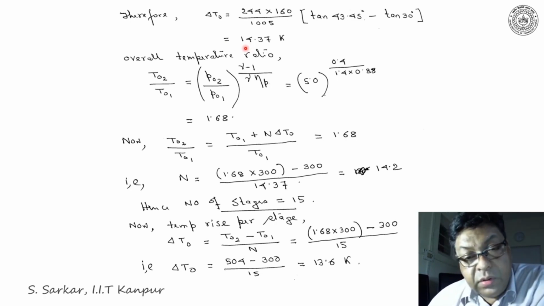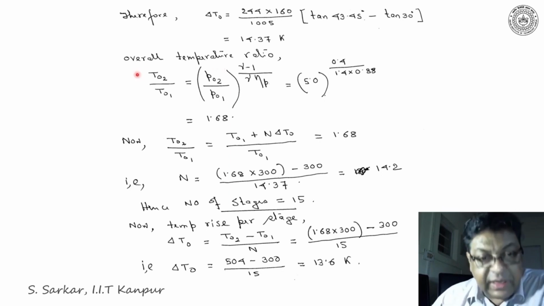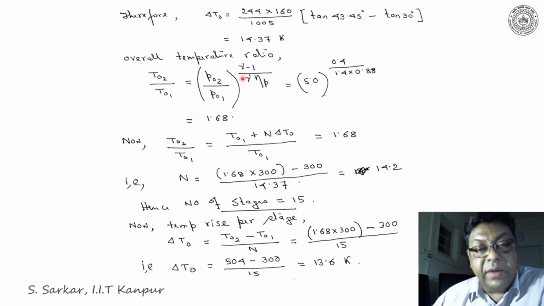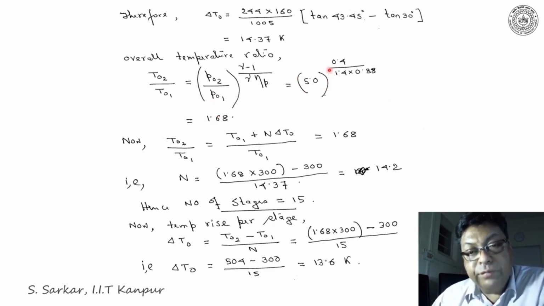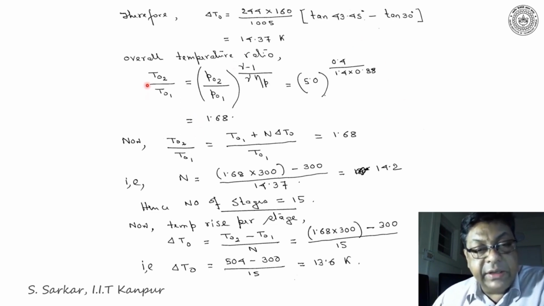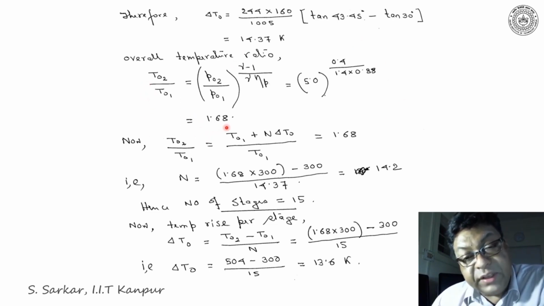Now we know the overall pressure ratio as 5, thus we can evaluate the overall temperature ratio from the relation T02 divided by T01 is equal to (P02 by P01) to the power gamma minus 1 divided by gamma into eta P, eta P being the polytropic efficiency. This relation I have proved. Thus, this should be equal to 5 to the power 0.4 divided by 1.4 into 0.88, where 0.88 is the polytropic efficiency here. If I do this calculation, I'll get T02 by T01 is equal to 1.68.